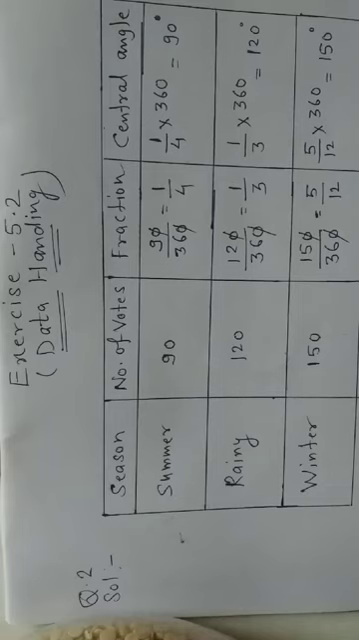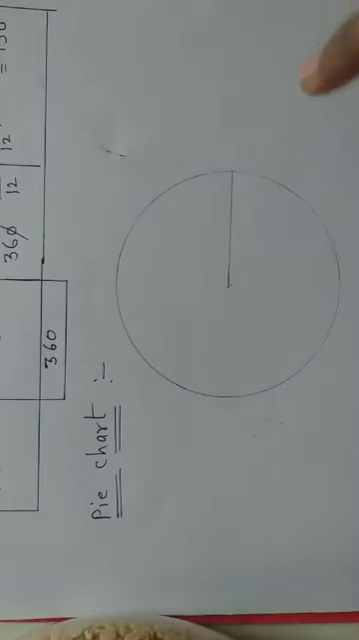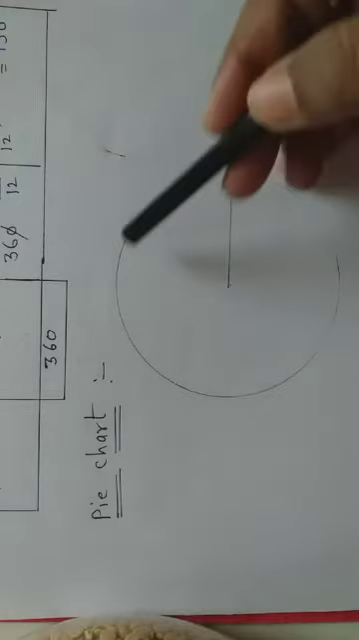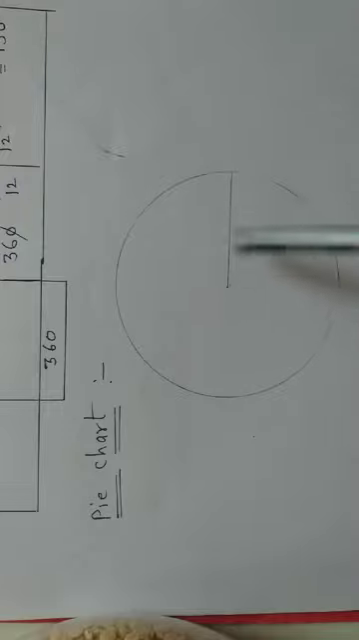Student, we will construct a pie chart of question number 2. To construct the pie chart, first of all you have to draw a circle with suitable radius. Remember, the circle should not be too small and not be very big. Here I have drawn one circle and this is the center of the circle, and I have drawn the radius.